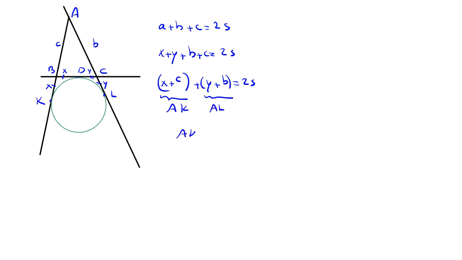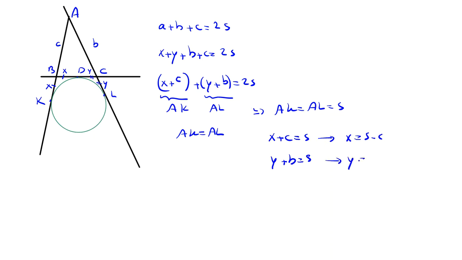We know AK equals AL because there are two tangents from point A to this circle. So you can conclude what? You can conclude from these things AK equals AL equals S. So x plus c is S, y plus b is semi-perimeter S. So you can say x is S minus C, y is S minus B.